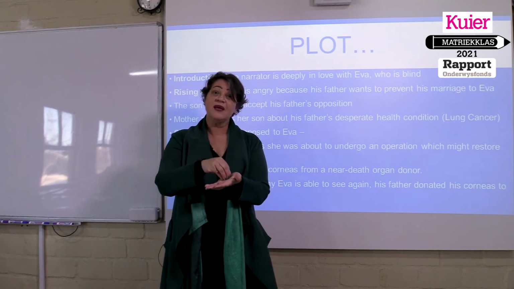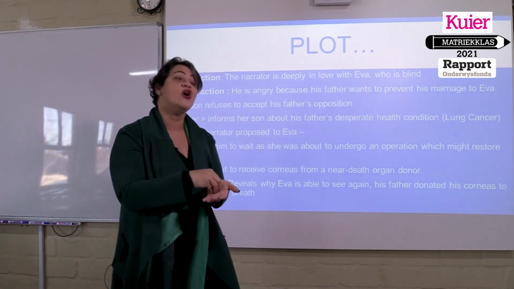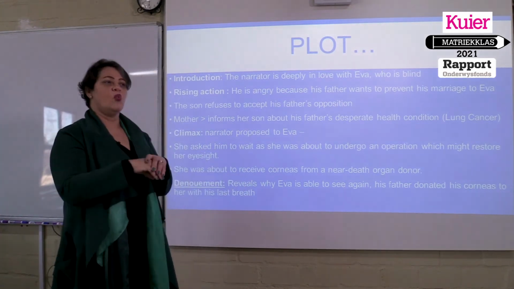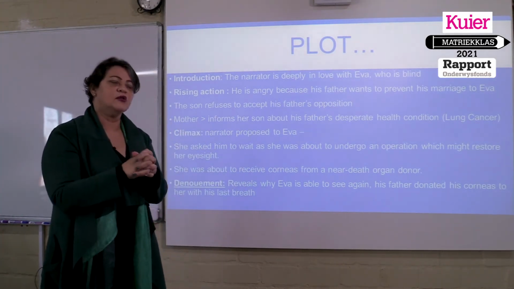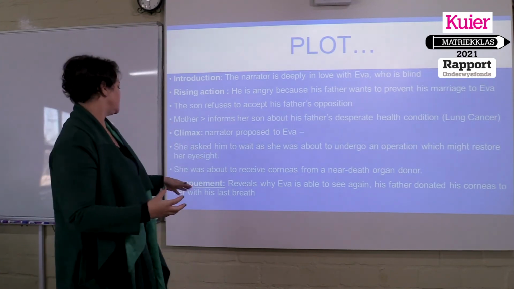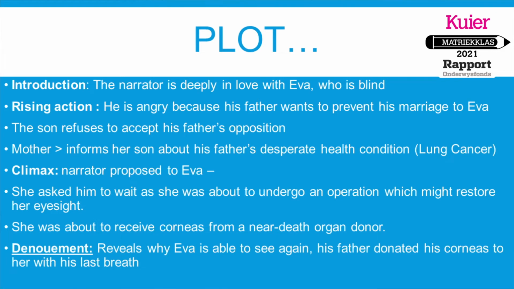It's about him committing to her, regardless of whether or not he can afford a diamond or a gold ring or whatever expensive metal. He's giving her his heart, and that's what's important. Okay? She asks him to wait. Why? Because she's not going to get her eyesight back, and we now know who the donor is. It's her dad, and then we now also know why Eva is able to see.